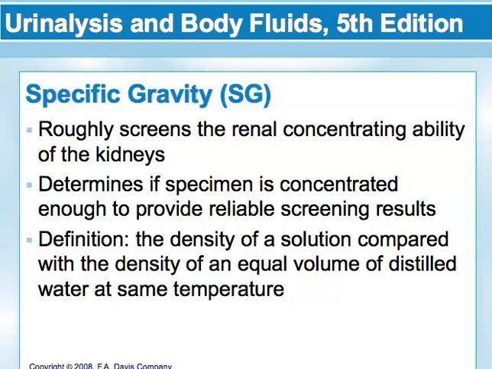Specific gravity, which we've touched on this topic just a little bit so far. This is an indication of the concentrating ability of the kidneys, and it determines whether the specimen concentration is adequate to ensure the accuracy of the chemical tests performed. Specific gravity of urine is a measure of the dissolved chemicals in the specimen, and it's influenced not only by the number of particles but also the size of the particles. So because of this, there may be a need to correct the result for the presence of particles that are not normally found in urine, such as glucose and protein.